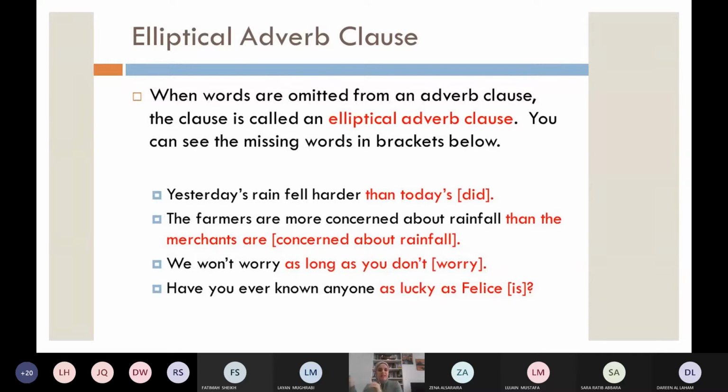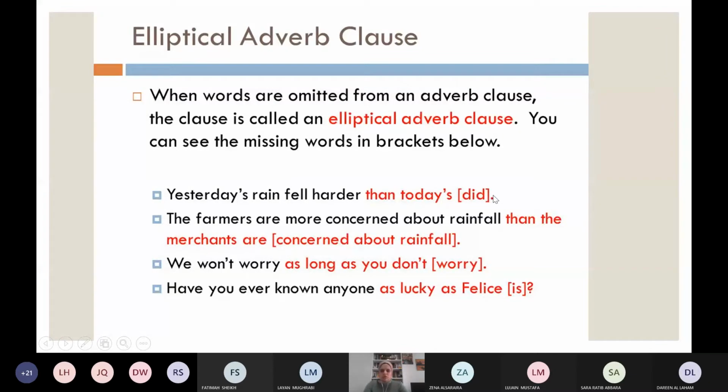Yesterday's rain fell harder, then today's rain fell. Or then today's rain did. So what is the story? I eliminated rain did, and I only wrote than today's. So what will be than today's? Than today's here will be an independent clause. How, teacher? We don't have a verb. Then today's, where is the verb? Omitted.